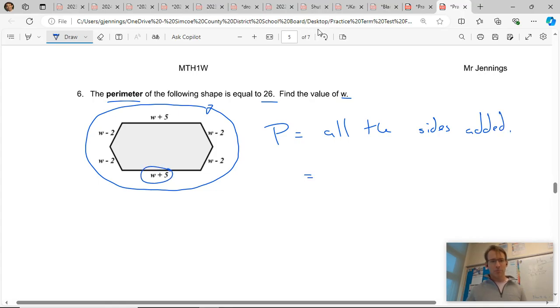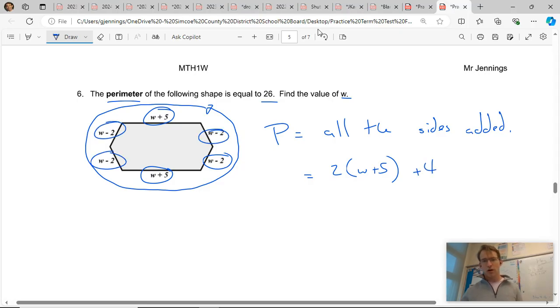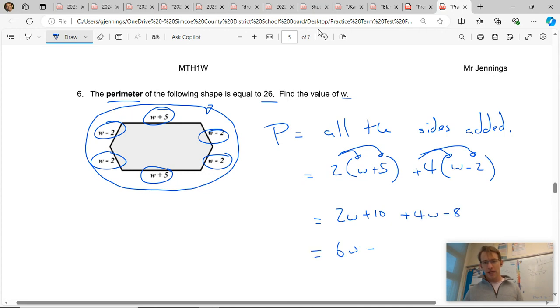Okay, I got w plus 5 and w plus 5. I have two of those. So that's 2 multiplied by w plus 5. And then I got w minus 2 4 times. So that's plus 4 w's minus 2. After I do distribution, that's 2w plus 10. And this is 4w minus 8. So that gives us 6w plus 2.